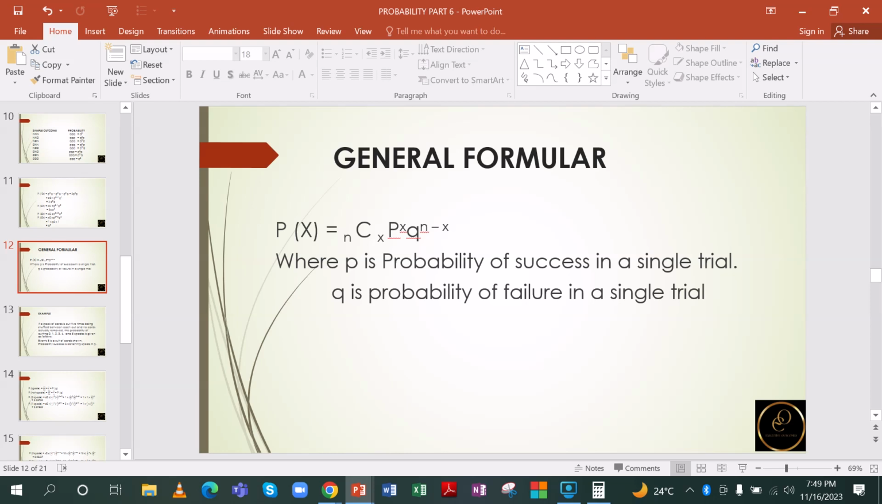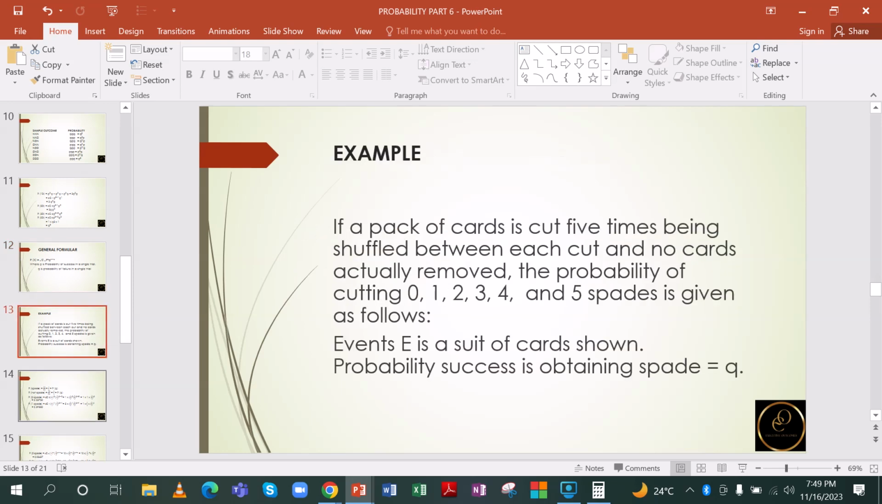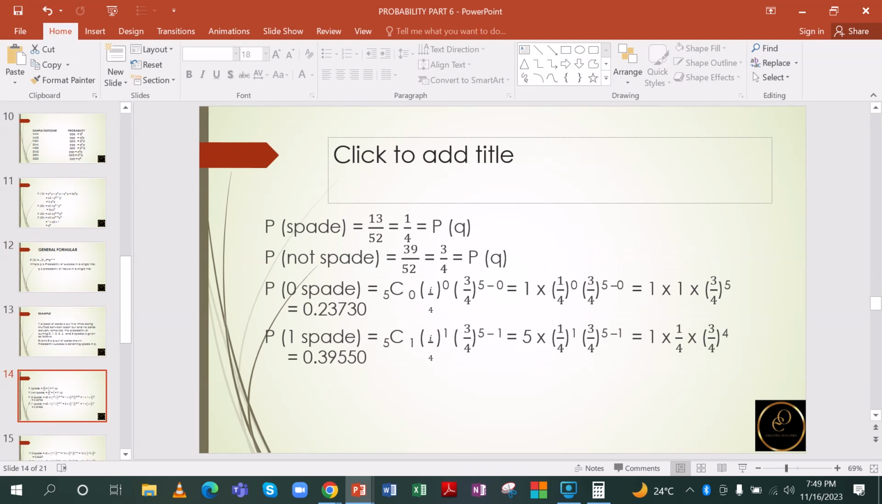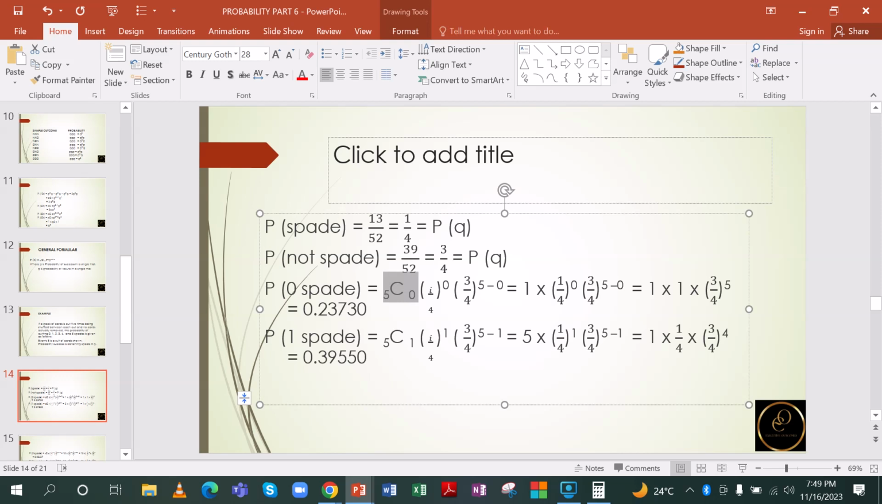Are we clear? Yes. Okay. So that's what we are seeing here. The probability that we take 0 spades: we use this combination, and then the probability of drawing a spade is 1 over 4, which is 13 over 52, raised to the power 0, taking the R. Then the probability of failure is 39 over 52, which is 3 over 4, raised to the power 5 minus 0. That's what you are seeing here. Are we together? Yes, sir.